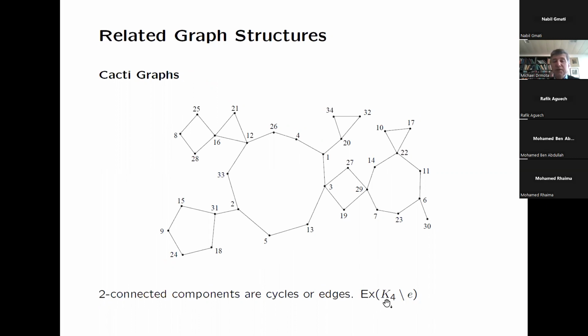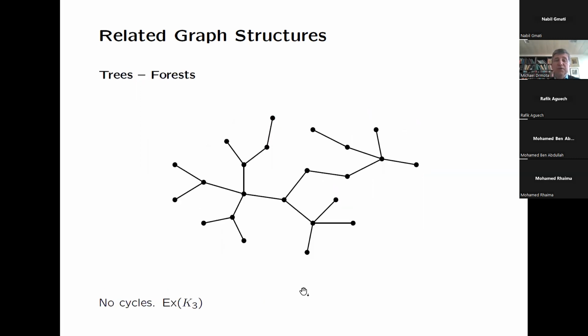So here we exclude a K4 minus one edge. Or if we consider trees, then we exclude just K3, because K3 is a cycle of length 3, and if you exclude K3 as a minor, you just get trees. So there are many graph classes that are similar in some sense, but the most prominent one is this graph class of the series parallel graphs.